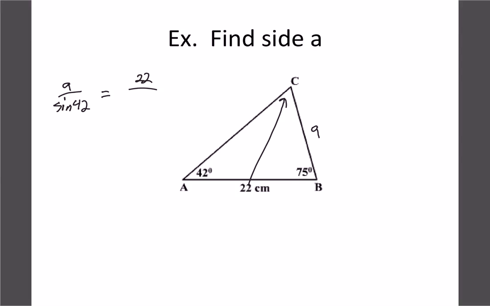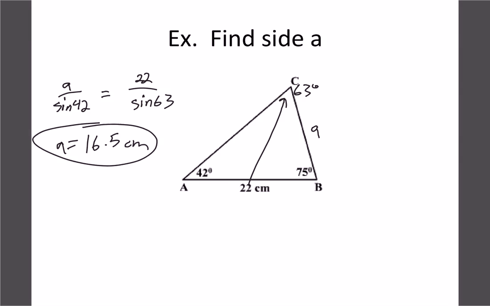So 180 minus 75 minus 42 gives you 63 degrees. So put that in your sine law formula. So we'd have sine 42 times 22 divided by sine 63. And that gives us an A of 16.5 centimeters.